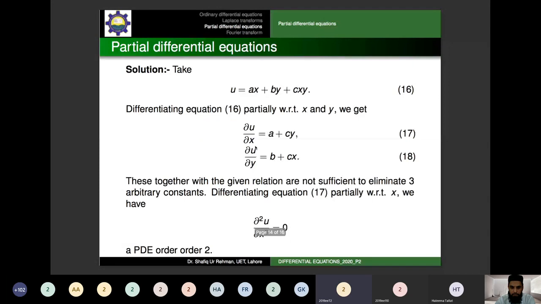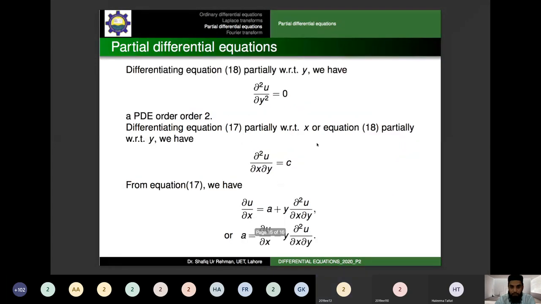We have partial u upon partial x equal to a plus cy. So we can further differentiate number 17 with respect to x or with respect to y. If you differentiate this one with respect to x, it will turn out to be partial 2u upon partial x square equal to 0. But if you differentiate 17 with respect to y, it will turn out to be partial 2u upon partial x partial y equal to c.